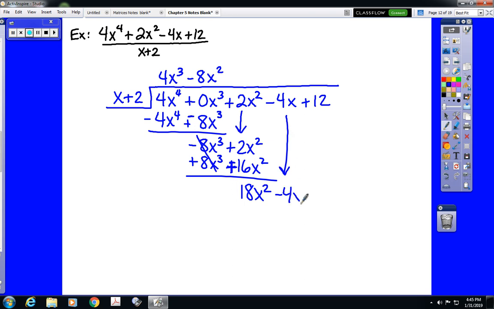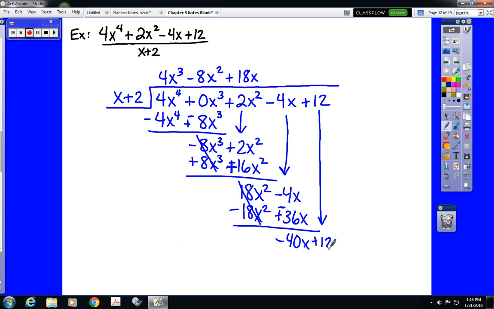Bring down the next term, start the process again. So I need to multiply x by what to get 18x squared? I need to multiply by 18x. 18x times x is 18x squared. 18x times 2 is 36x. Draw the line, change both signs, add down is negative 40x. Bring that final term down and restart one more time. What do I need to do to x to turn it into negative 40x? I need to multiply by negative 40. Negative 40 times x is negative 40x. Negative 40 times 2 is negative 80. Draw the line, change both signs, add down.